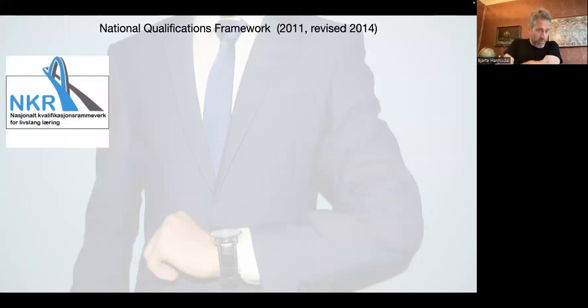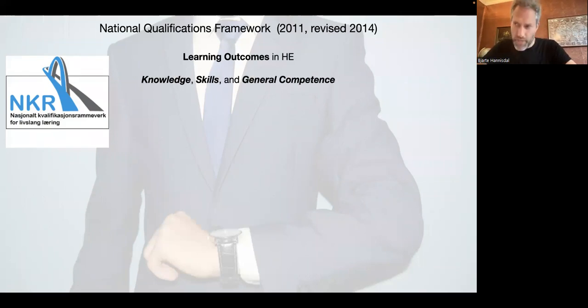Then came along the National Qualifications Framework, which is another step in the follow-up of the Bologna process. And that introduced Norwegian academics to learning outcomes and learning outcome descriptions in higher education. And we have these three categories: knowledge, skills, and general competence. And in the process of implementing this, there was a group of academic developers, and I believe Torgny was one of them, that tried to sort of resist this a little bit.